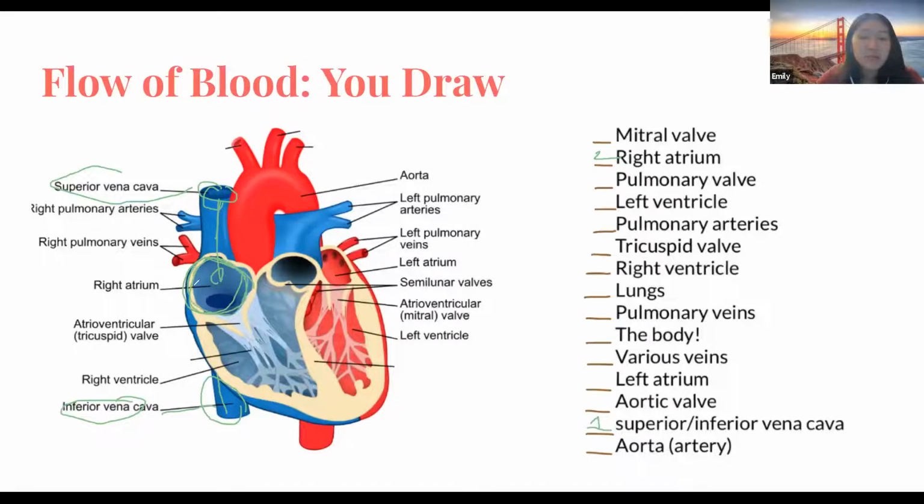So now we're in the right atrium. Great. Our deoxygenated blood is in the right atrium, and we want to go to the right ventricle. But before we go to the right ventricle, what valve do we have to pass through?